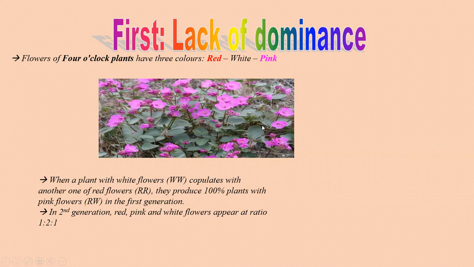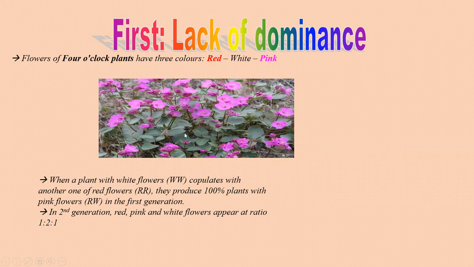Okay? The example I have is the flowers of the 4 o'clock plant. The 4 o'clock plant has 3 colors. They found that the same plant has 3 different colors. They are red, white, and pink. In your book it was written purple. Okay, but the correct one is pink, but this is what we follow, the ministry book, which says purple.